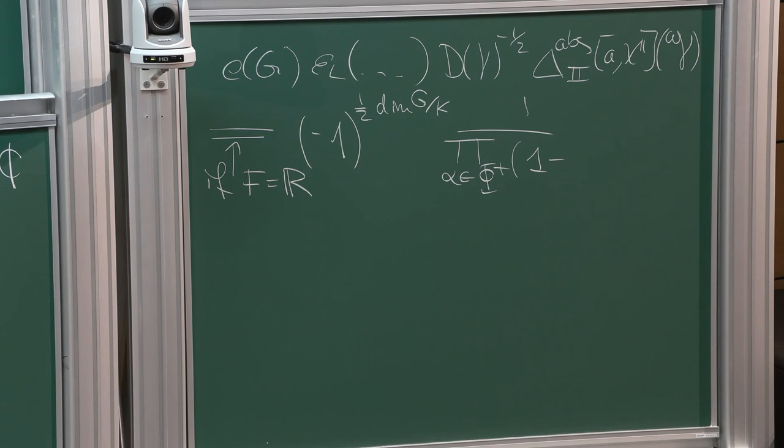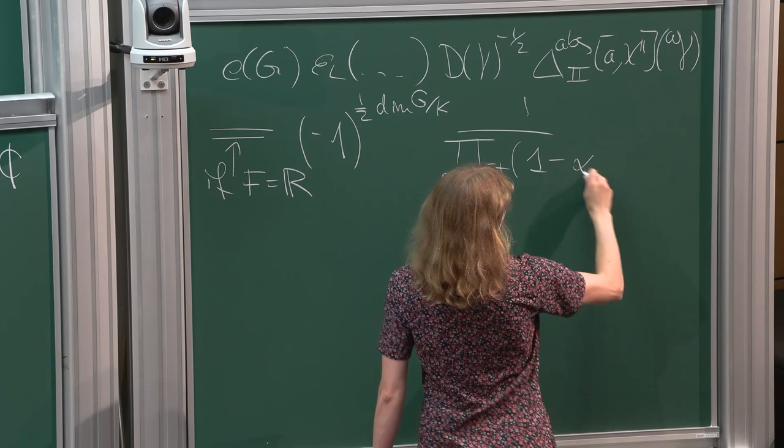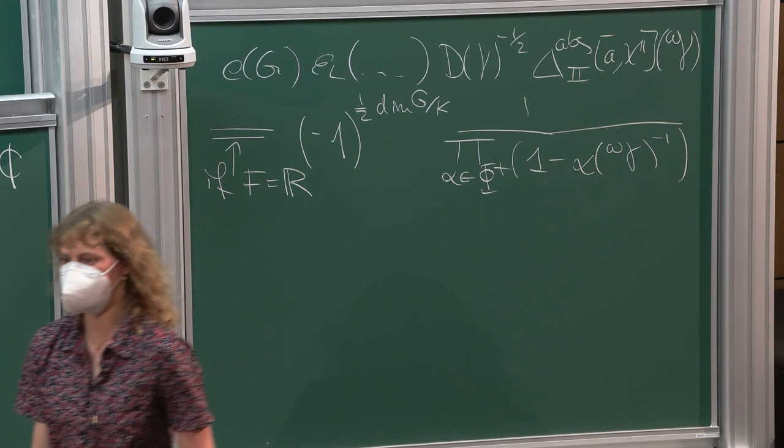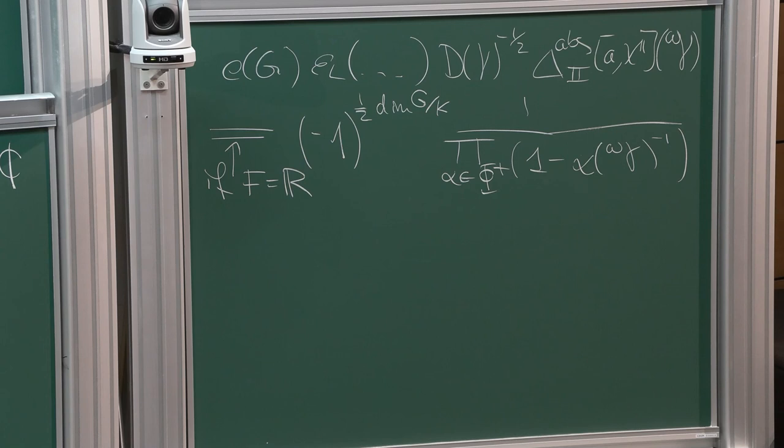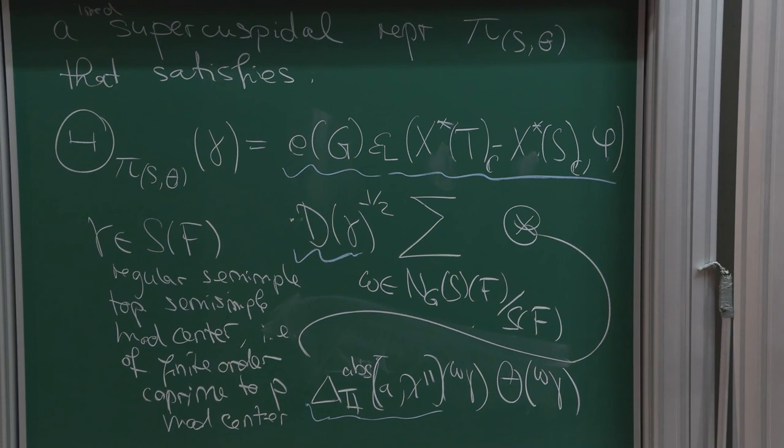Oh yeah, the product of the positive roots of 1 minus alpha of w gamma inverse. So I hope you recognize something, unless I've made typos. Up to the typos that I've made on the blackboard, you will notice that this character formula in the p-adic world is exactly the same as that character formula in the real world.